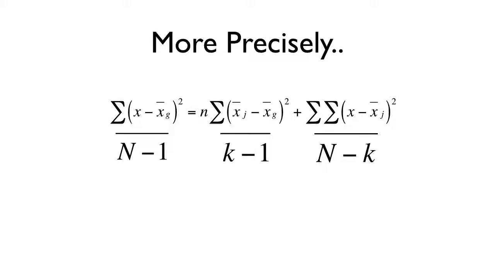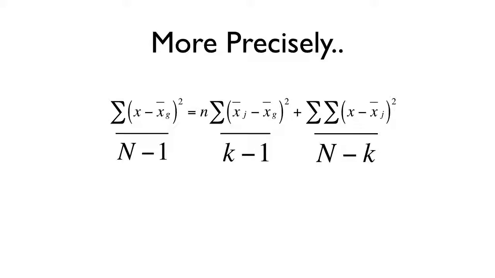And we lose a degree of freedom in each group. How many groups do we have? 3? Oh, wait a second. K times n minus k. K times n. Wait a second, there's 3 groups and there's 3 subjects. Oh, it's big N. So it's big N minus k.